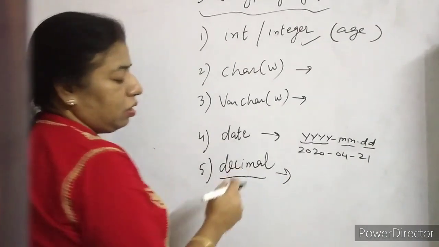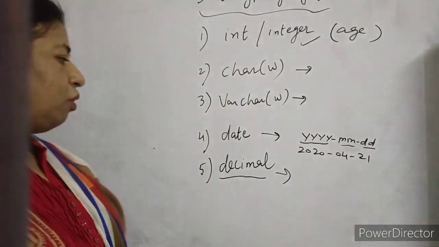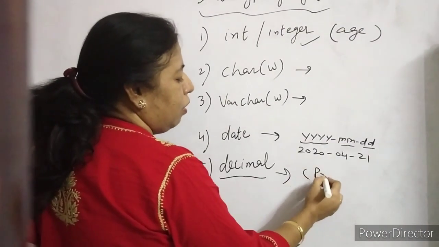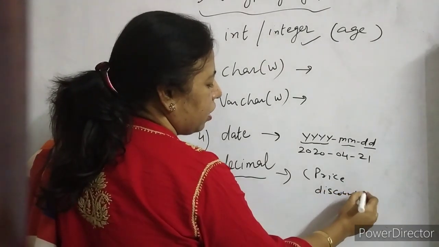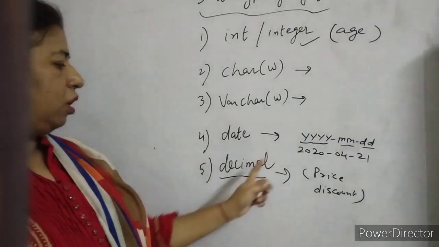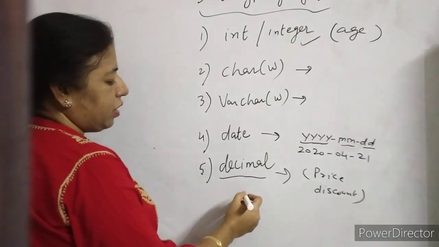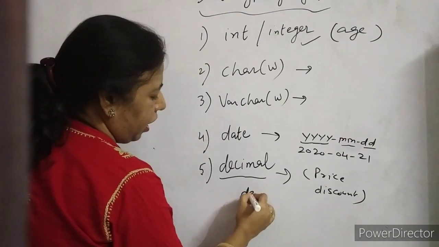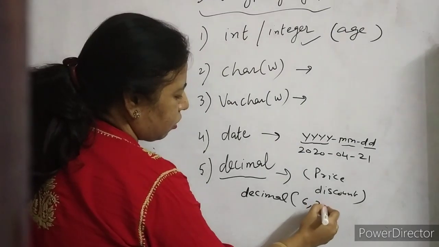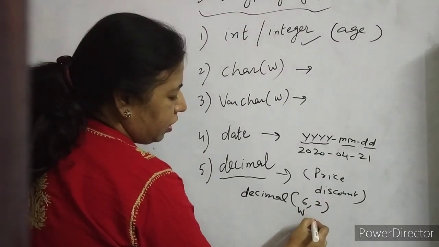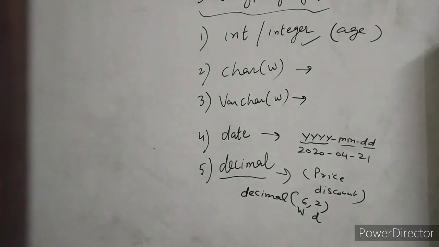Now next data type is decimal. Decimal data type we use for the fractional values. For example, I want to enter price, discount. Clear? These types of values we can store in decimal. And for entering the decimal, you should remember I can enter like this, decimal. Suppose I am taking here 6,2. This is my width. Bhavna ma'am. Yes. Speak a little bit louder.